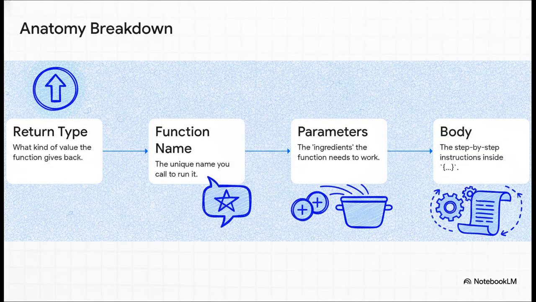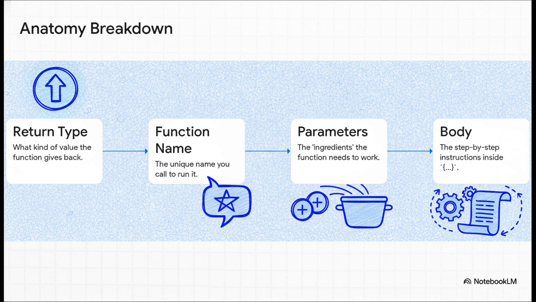Let's break that down. First, you have the return type, which is int here. That's the function's promise. It's what it's going to give you back when it's done. Then there's the function name, topla. That's how we call it. The parameters, int a and int b, are the ingredients it needs to work. And finally, the body, everything inside those curly braces.